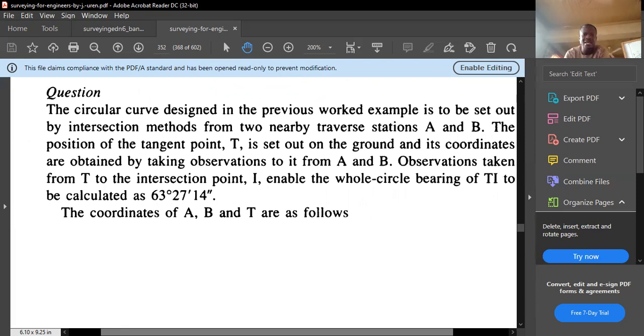The circular curve designed in the previous worked example, and as I said, I'll give you the parameters, is to be set out by intersection methods from two nearby traverse stations A and B.